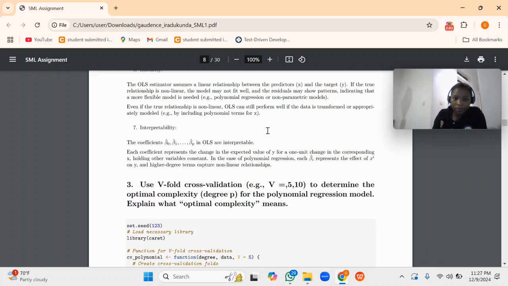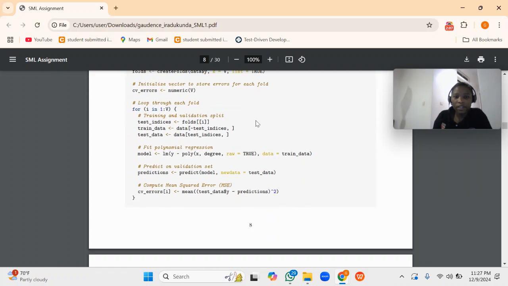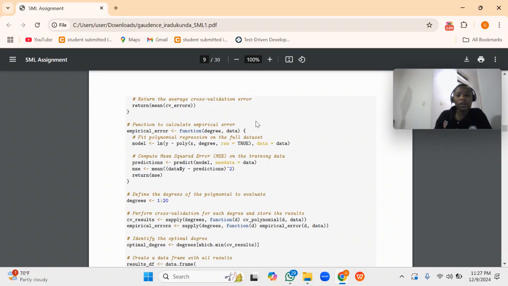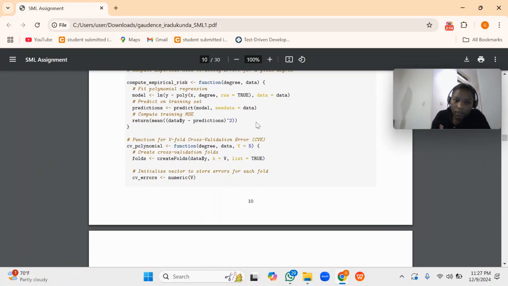By using 4-fold cross validation, we have seen that degree 10 is the optimal degree, as you can also see on this plot.